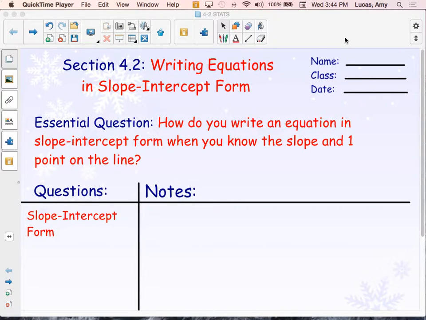Section 4.2, Writing Equations in Slope-Intercept Form. Our essential question is, how do you write an equation in slope-intercept form when you know the slope and one point on the line?